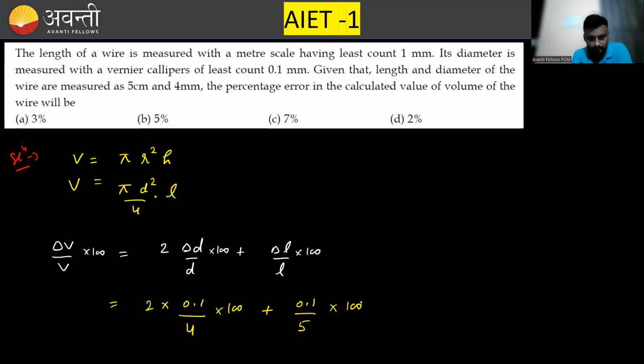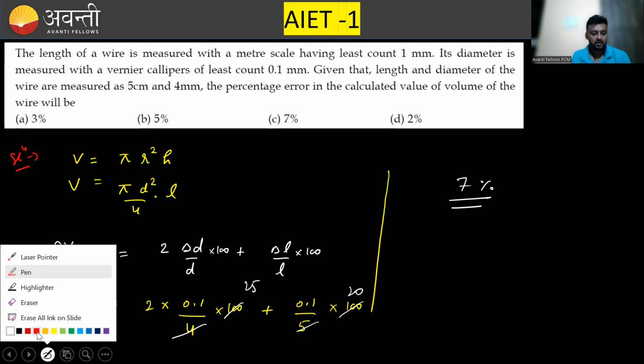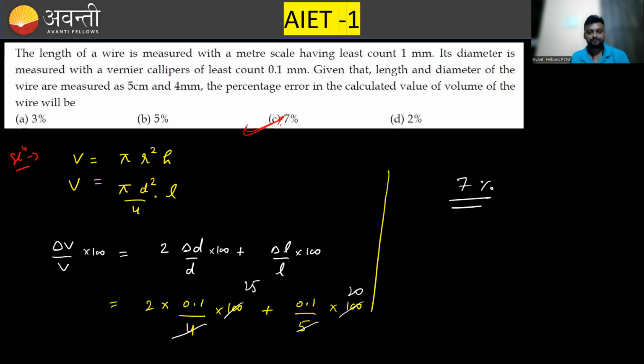So after solving, I can solve it for you. This is very simple calculation, I hope. This is 25. This is 20. That is 5 plus 2, 7%. 5 plus 2, 7%, which is option number C. Then moving further.